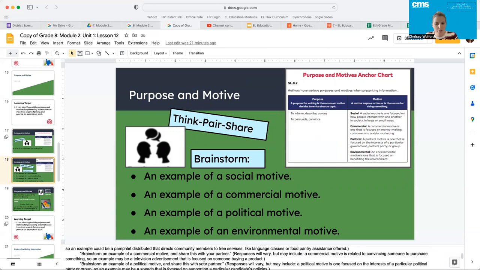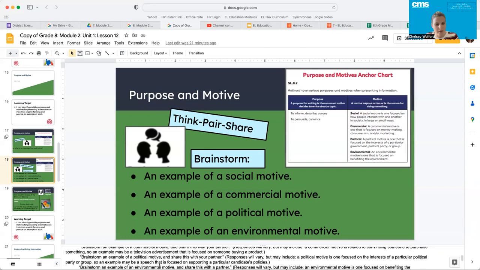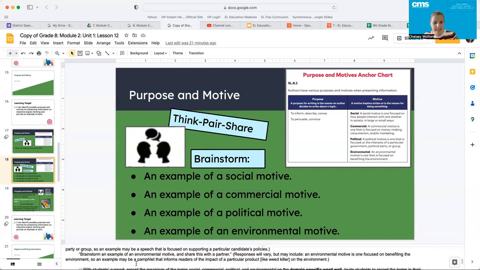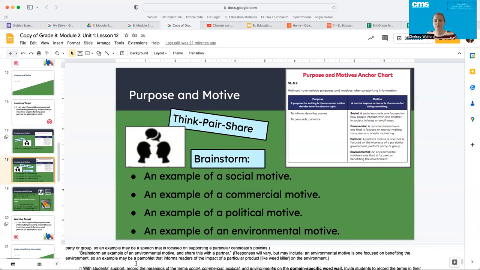Okay, so a commercial motive might be a television advertisement that's focused on someone buying a product, right? So you guys probably see those every day. A political motive might be a speech that is focused on supporting a particular candidate's policies. Okay, and lastly, an environmental motive might be a pamphlet that informs readers of the impact of a particular product, like weed killer, on the environment.